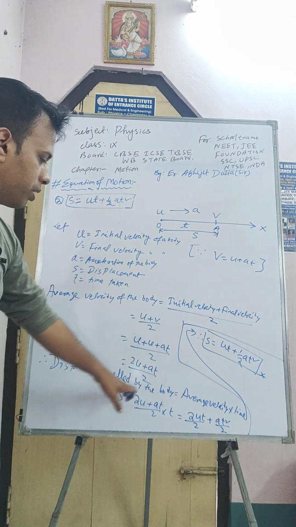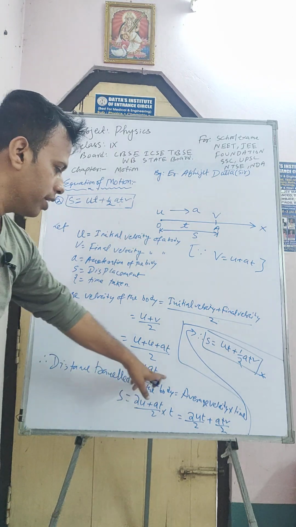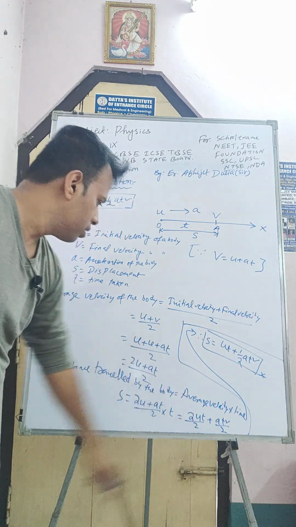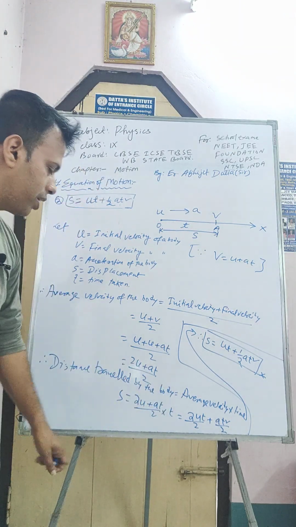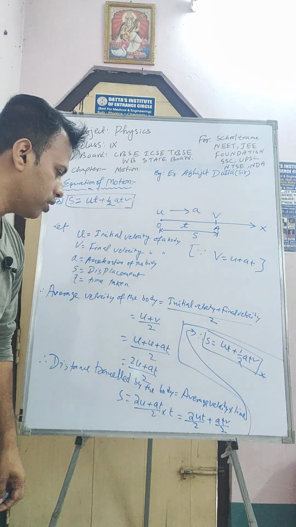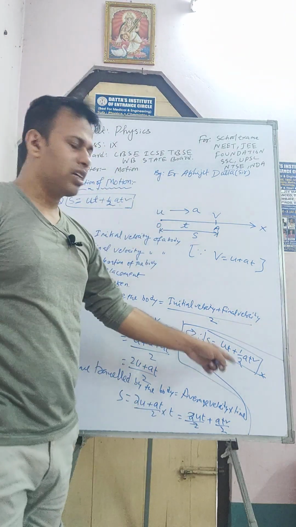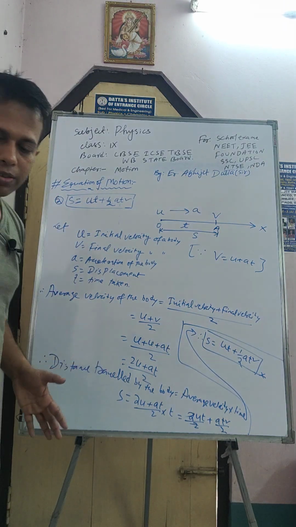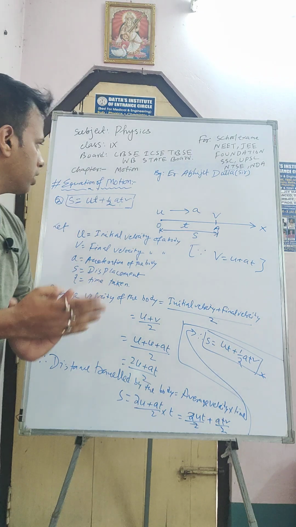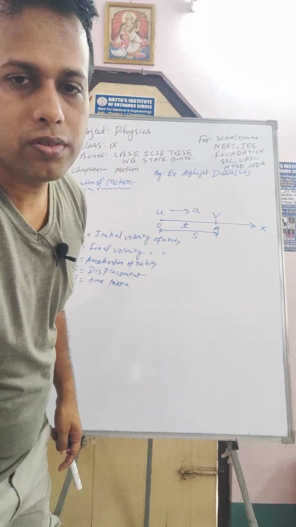Now distance traveled by the body is average velocity into time. So average velocity is (2u plus at) by 2, time is t. If I multiply this and divide, it will be 2ut by 2 plus at square by 2, and 2 can be cancelled out here. So s will be ut plus half at square. This much is clear. So 2 derivations out of 3 are completed. Now we will move on to the next derivation.